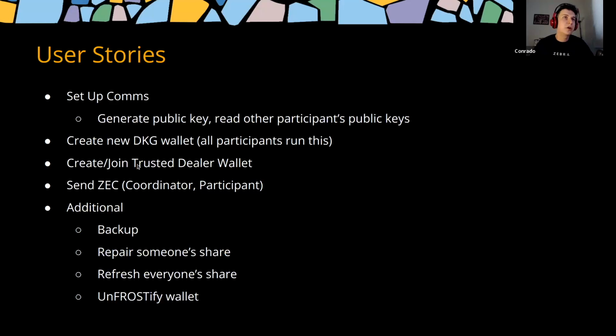Another user story would be to create a trusted dealer wallet or join a trusted dealer wallet. Whoever creates it will generate a bunch of key shares. They need to send them somehow to the other participants, and the other participants will import this and set up their FROST wallets. The main story is, of course, sending ZEC, and it will be like I showed you in my wallet. The coordinator will generate a transaction plan. The transaction plan needs to be sent to the other participants. The other participants need to be shown the transaction plan so they consent to it, generate the signature share, send it back to the coordinator, and broadcast the transaction.